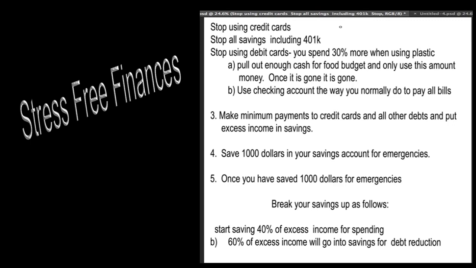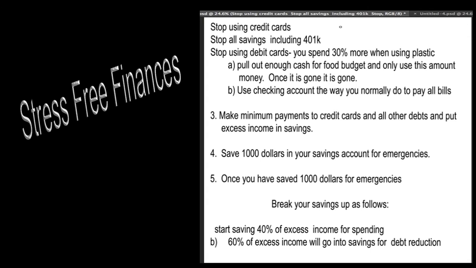Then we need to stop using our debit cards. I know it makes it a lot easier, but what we need to do is actually start having a way to gauge how much money we're spending. And when we use our debit cards, we spend about 30% more if we're just swiping a card, because we could have a budgeted item and we're swiping. You'll see here in a second that the first thing I want you to use cash on is food, but we're swiping, and sometimes we don't realize it. We go back and look, and we spent more than what we budgeted.